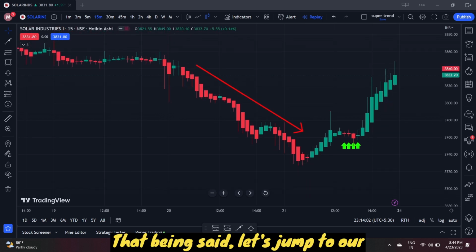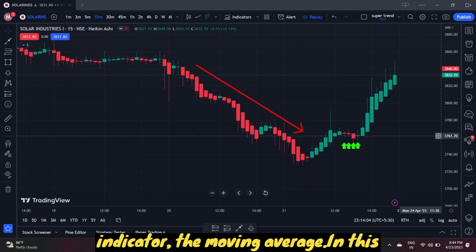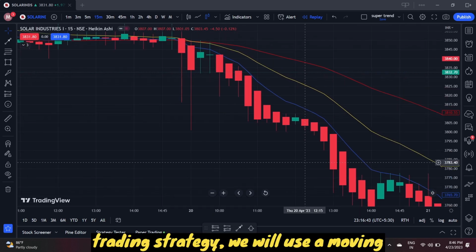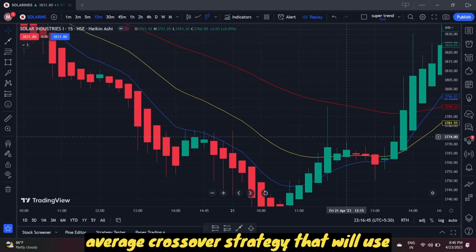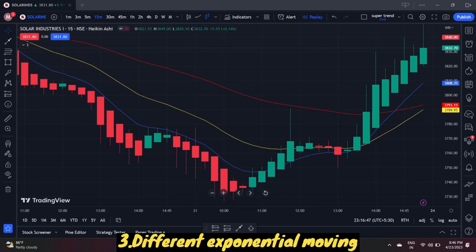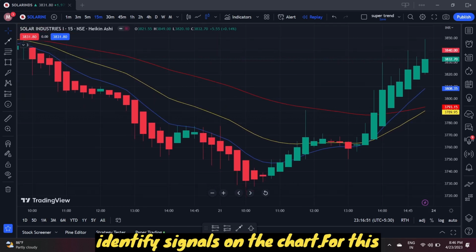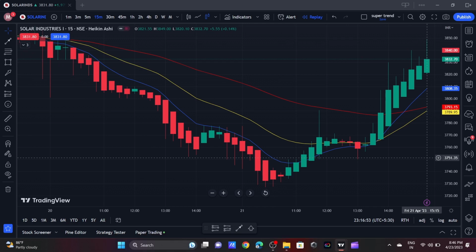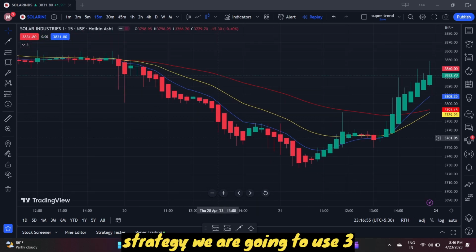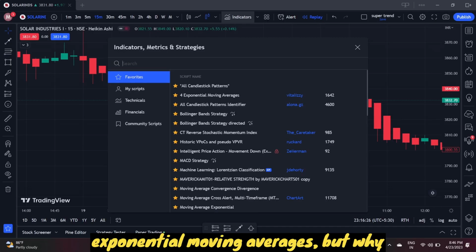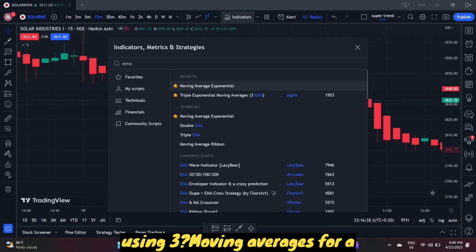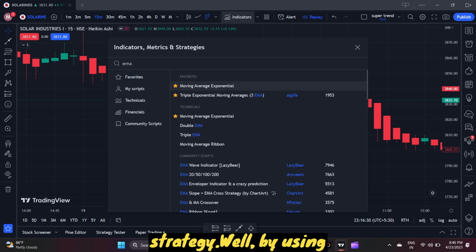That being said, let's jump to our indicator, the moving average. In this trading strategy, we will use a moving average crossover strategy that will use 3 different exponential moving averages with different periods to identify signals on the chart. For this strategy, we are going to use 3 exponential moving averages, but why use 3 moving averages for a strategy?